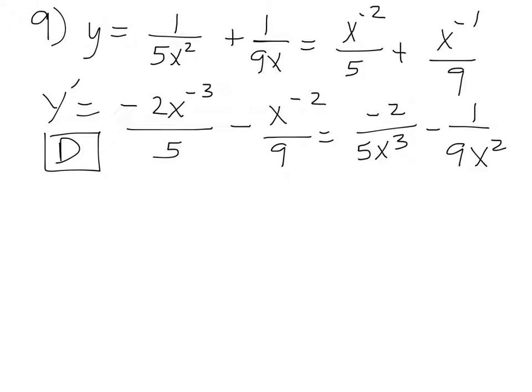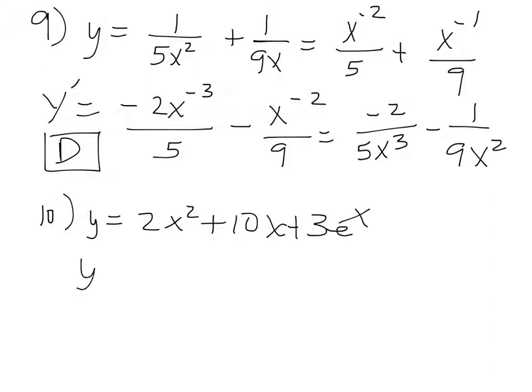All right, number 10. Y equals 2x squared plus 10x plus 3e to the x. What's the answer? 4x plus 10 plus 3x. I keep wanting to write an x there. Spencer's got me messed up.